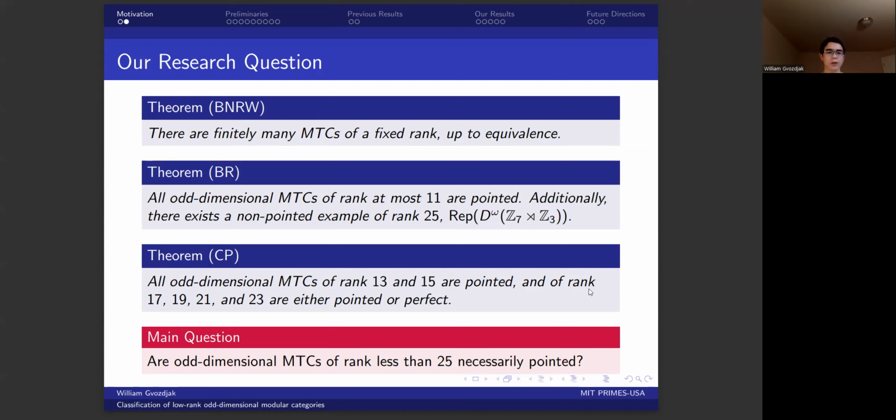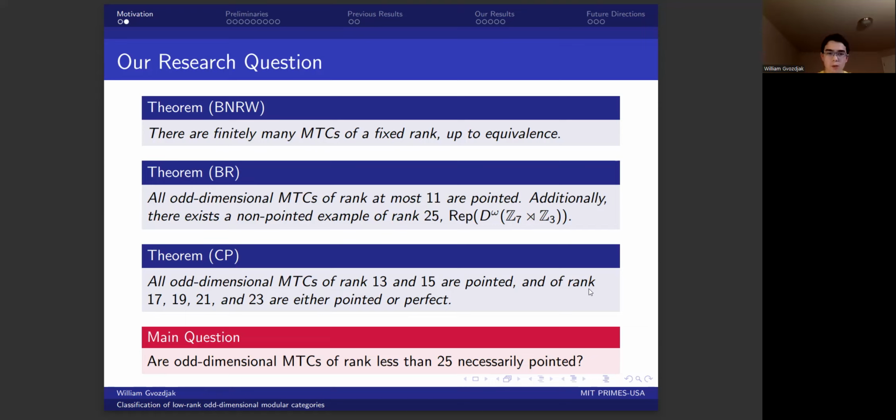These next 2 results are recent results in the classification of odd-dimensional modular categories. Both of them come under the bullet point that we saw on the last slide. The first one states that all odd-dimensional modular categories of rank at most 11 are pointed. So why is it interesting? Well, we know we have fully classified all odd-dimensional modular categories that are pointed, because pointed modular categories, as we'll see in a future slide, are fully classified by finite groups and 3-cocycles. So we've successfully classified all odd-dimensional modular categories of rank at most 11.